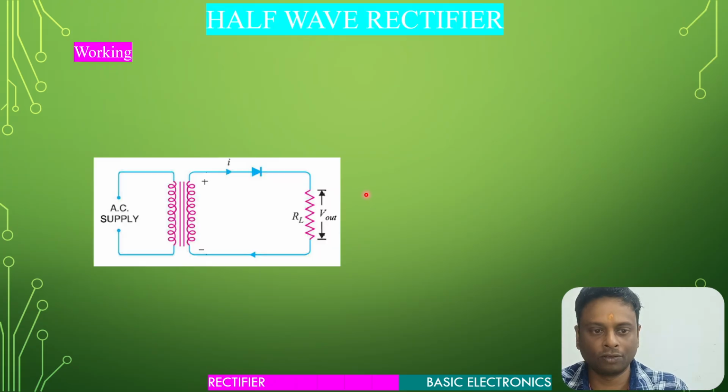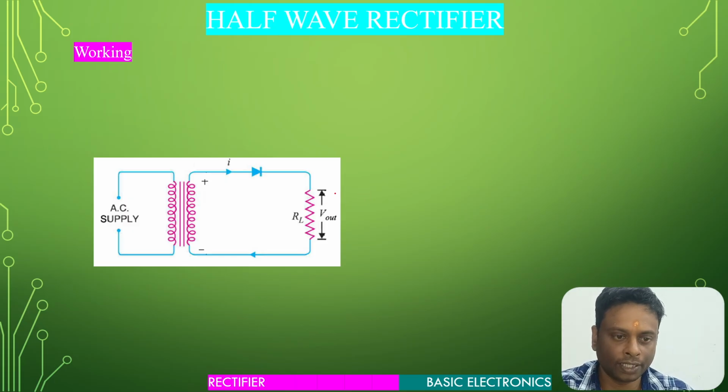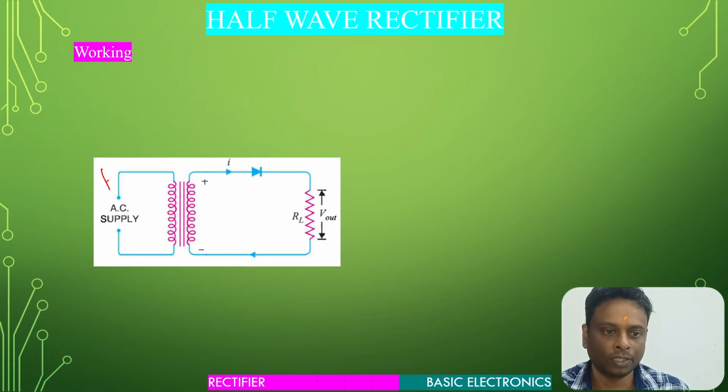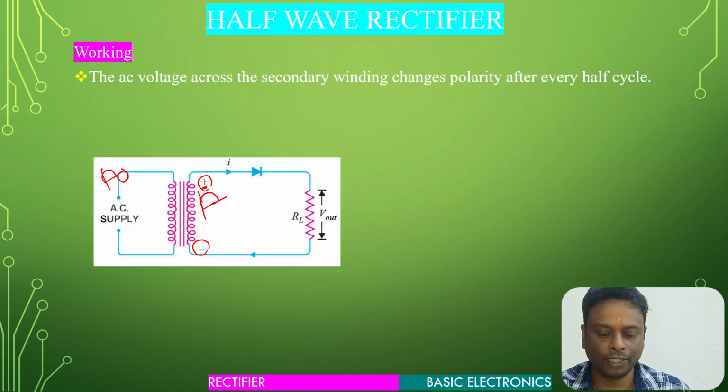So let us see the working of this half wave rectifier. There are two halves of the AC cycle. First there is the positive half. In this case only the first half of the AC supply is given, which is the positive half cycle. During the positive half cycle of the AC supply, this end is positive and this end is negative. The AC voltage across the secondary winding changes polarity after every half cycle. So this is the first half cycle, and it will change polarity during the second, negative half cycle.